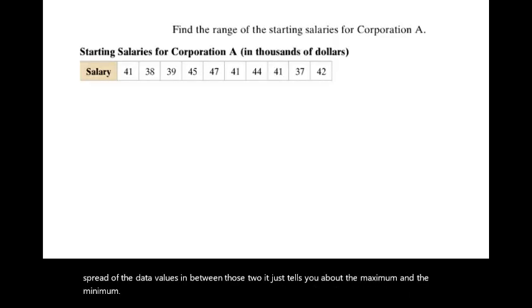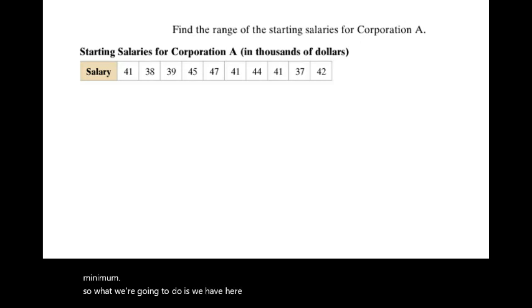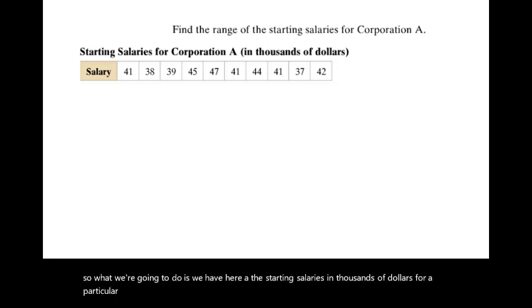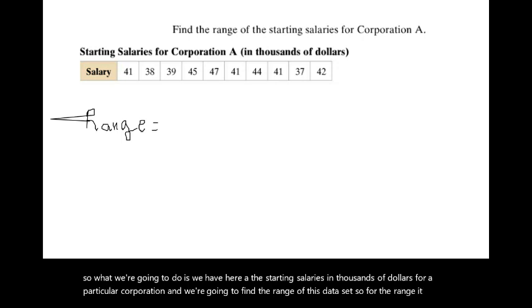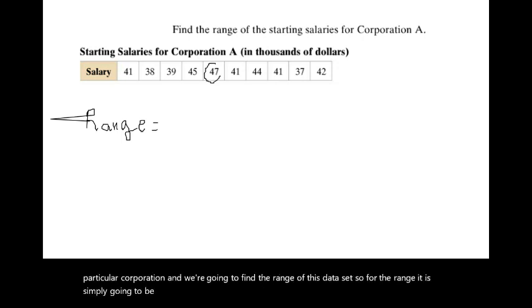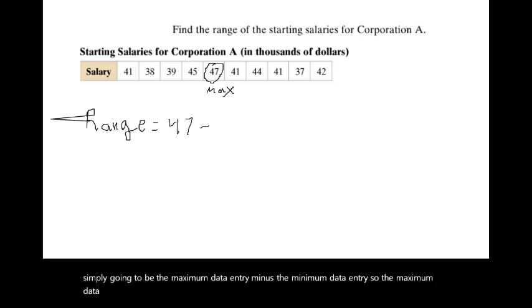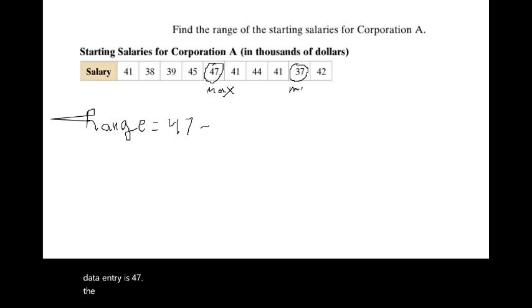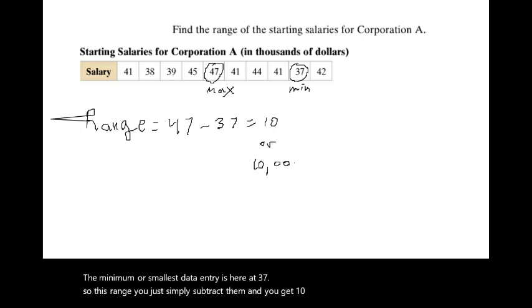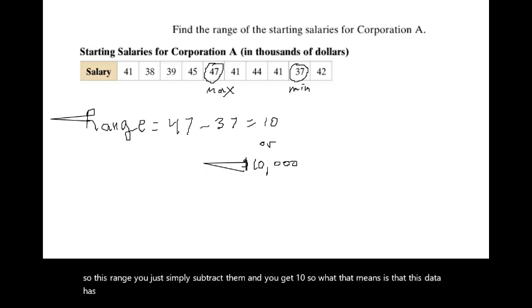So here we have the starting salaries, in thousands of dollars, for a particular corporation, and we're going to find the range of this data set. The range is simply the maximum data entry minus the minimum data entry. The maximum data entry is 47. The minimum, or smallest, data entry is 37. So you simply subtract them and you get 10. That means this data has a range of $10,000, which means the maximum and minimum data entries are $10,000 apart.